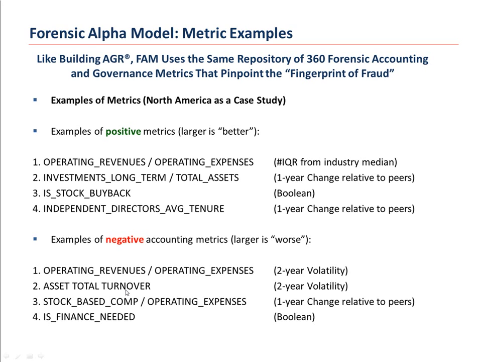Another one is asset total turnover, the 2 year volatility. If there's a lot of volatility in asset turnover, that turns out to impact stock returns negatively. On the governance side, if the stock-based compensation over operating expenses grows a lot over the last year relative to peers, and again, that peer group is proprietary, and then it's bifurcated by either operating revenue or by total assets, it turns out that that's bad for stock returns. On the Boolean side, if a company needs a financing, that turns out to be bad for stock returns. I wanted to include one example that was relatively obvious as well. The North American model is composed of 64 of these metric operations. This is an example of 8 of them.